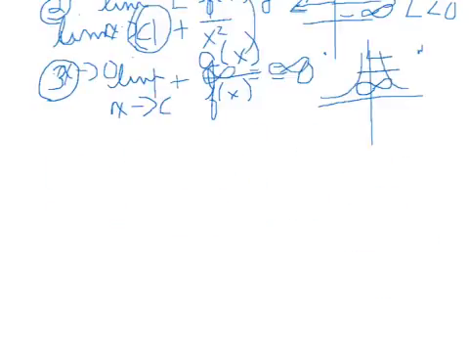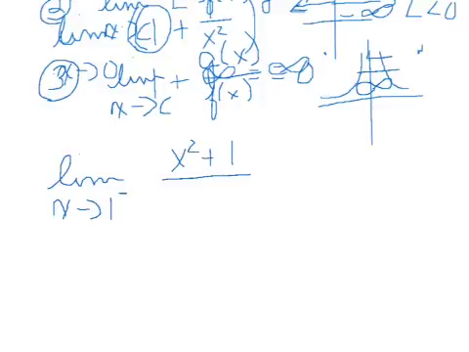Okay? Let's look at another function. The limit as x approaches 1 from the left of x squared plus 1 over the cotangent of pi x. Well, what's our limit on top? It is 2. What about on bottom?